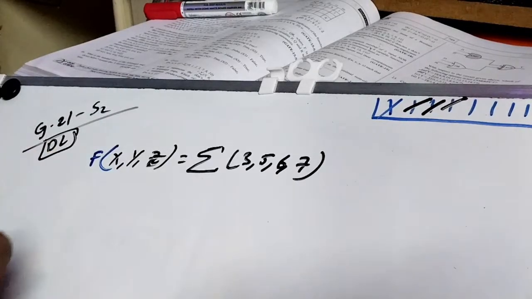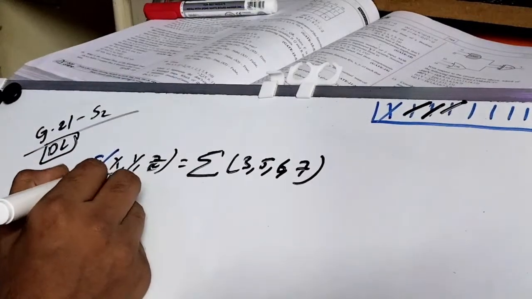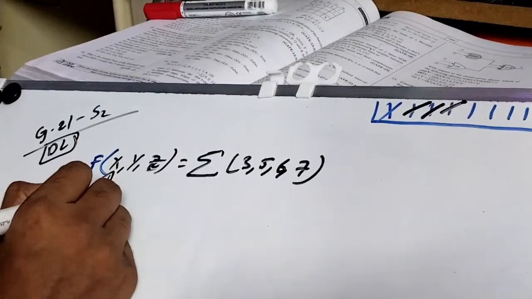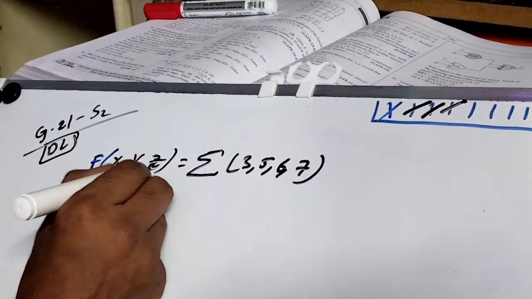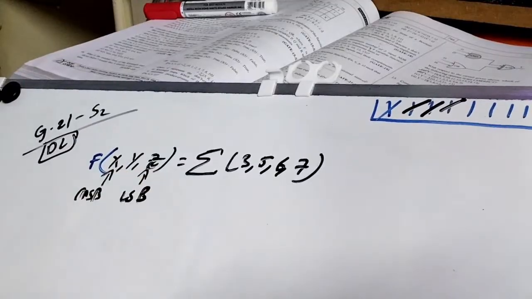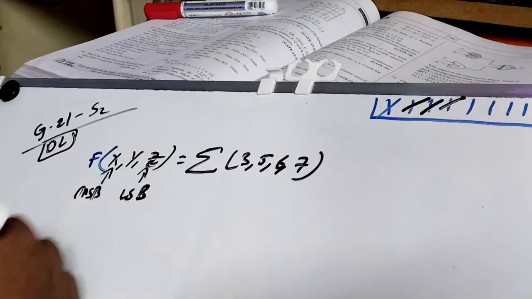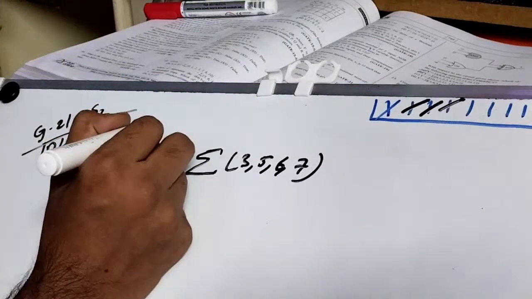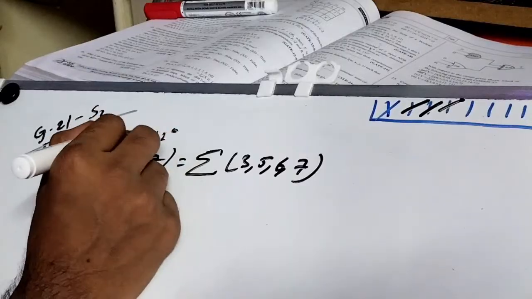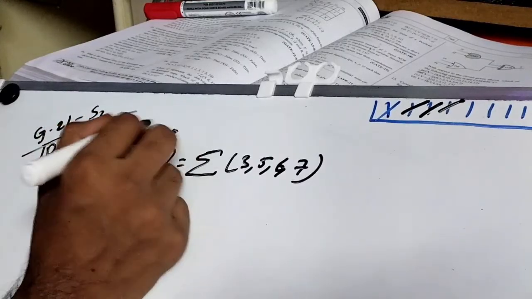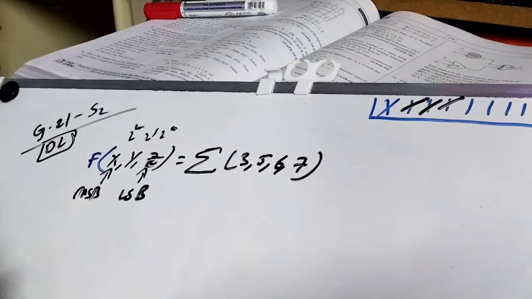Given this, x is considered as the MSB. So first we have to draw the map for simplification.